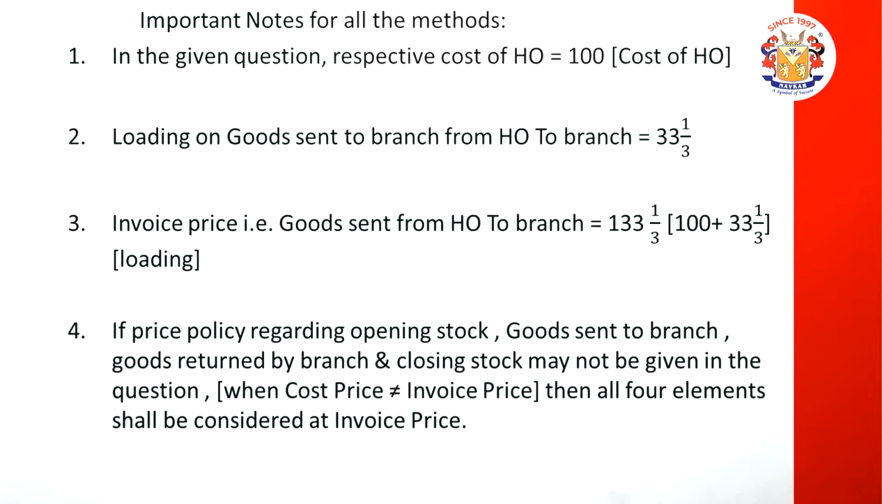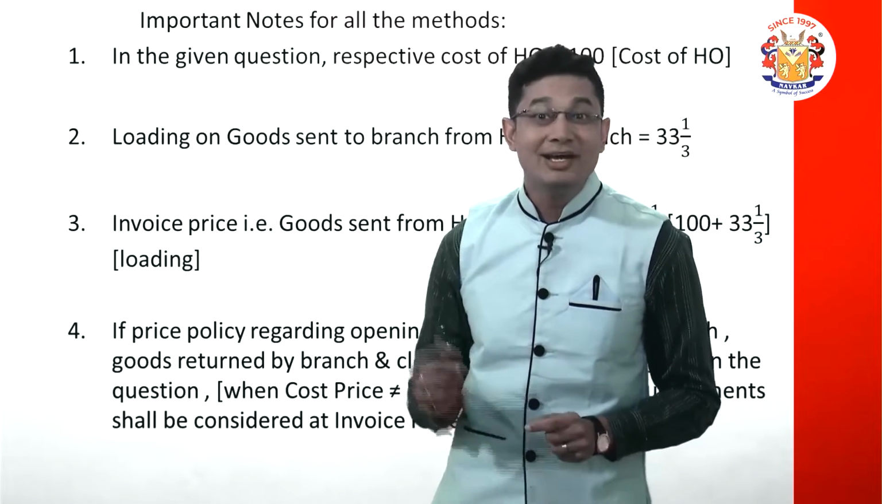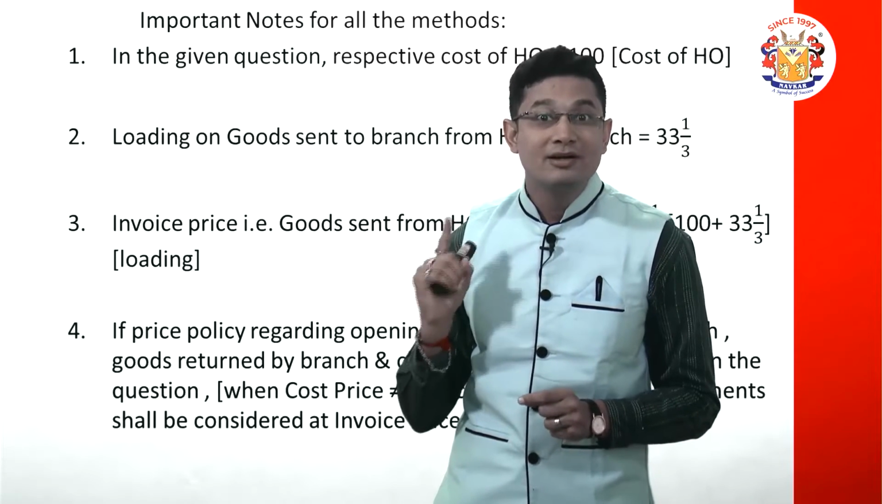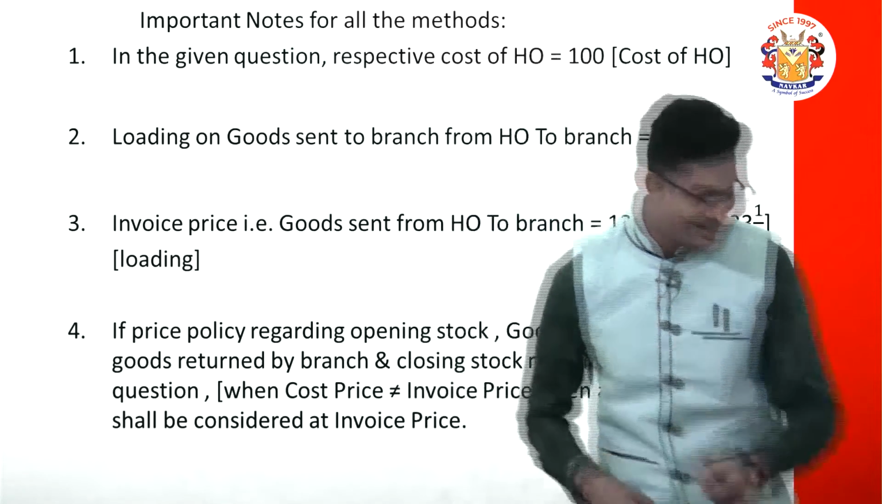If price policy regarding opening stock, goods sent to branch, goods returned by branch, and closing stock is not given in the question, then all four elements shall be considered at invoice price. In this question, it is already available. I have already covered this point in tutorial note. Am I right? Are you getting me? Okay.